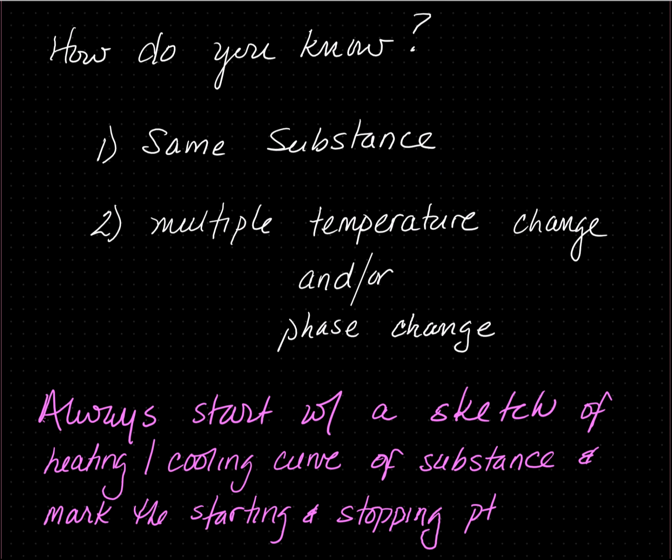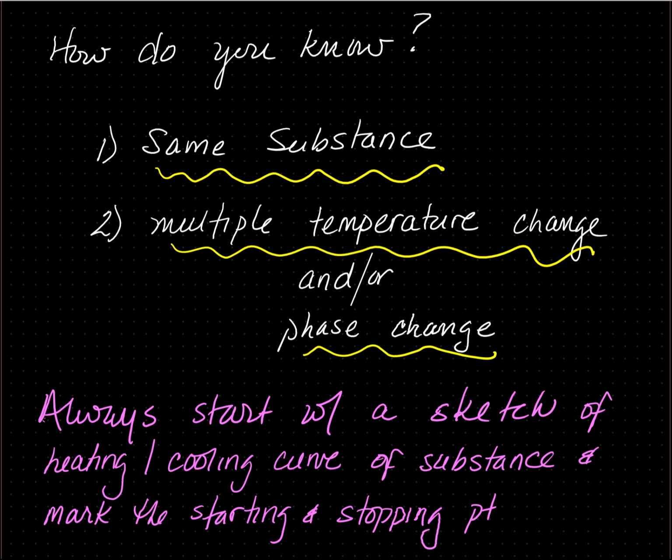How do you know this is the third type of problem? It will always be the same substance, and it will undergo multiple temperature changes or phase changes. When you have something like this, the first thing you want to do is sketch a heating or cooling curve. It does not have to be detailed, just a sketch. In addition, you want to mark the starting and stopping points. This will help you figure out how many equations you need to use to solve this problem.